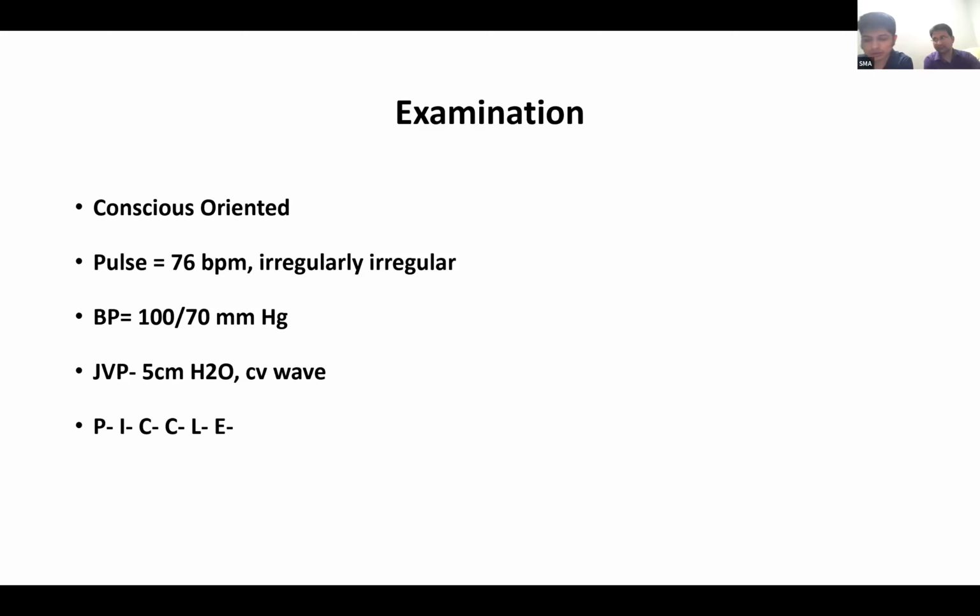There is no edema. Did you look at it? There is no edema, but you should say that there's no edema. So important negative findings also have to be brought in, right?